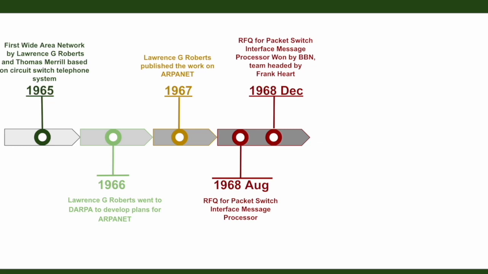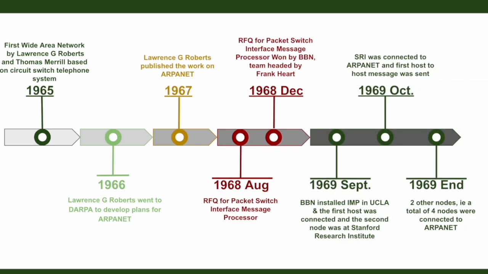That RFQ was won by BBN, with the team headed by Frank Heart. These are names that if you search, you will be able to get more detail about these individuals. In 1969, BBN installed this interface message processor, IMP, at UCLA. The first host was connected, and the second host was at Stanford Research. This was a packet switched wide area network, and the first communication was done through the ARPANET. By the end of 1969, two more nodes were connected, slowly building our internet of today.